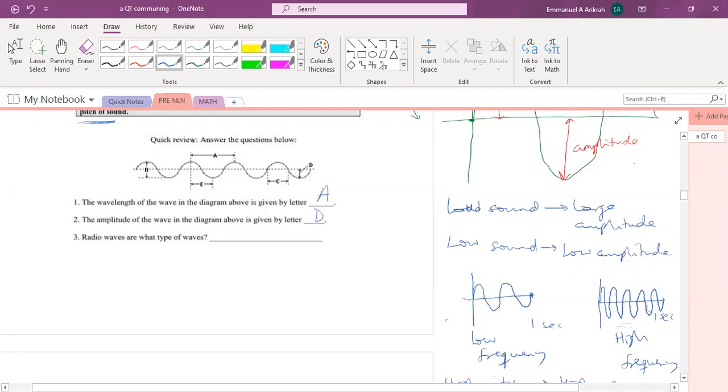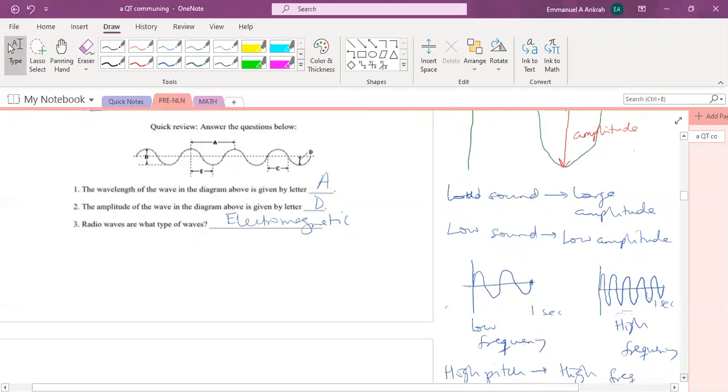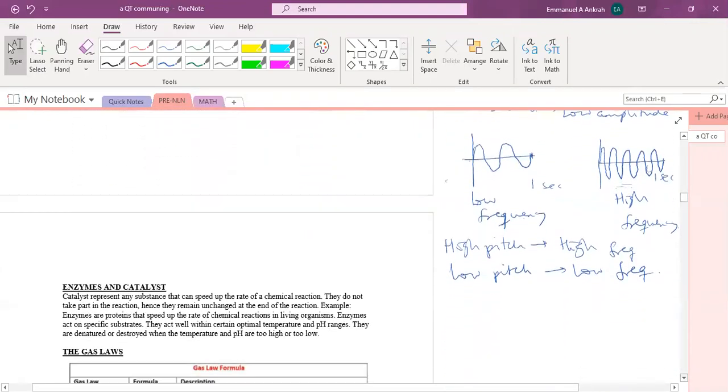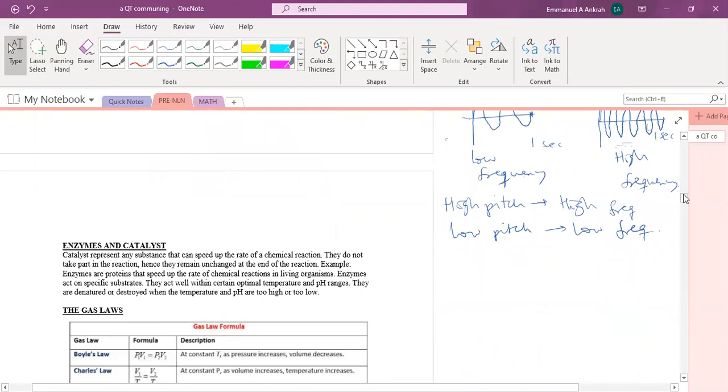All right. So radio waves are an example of what type of waves? We mentioned that already. So that should be electromagnetic waves. Electromagnetic waves. Okay. So these are some examples. We'll see more examples in the book later. All right, great. So she will be able to identify these things.